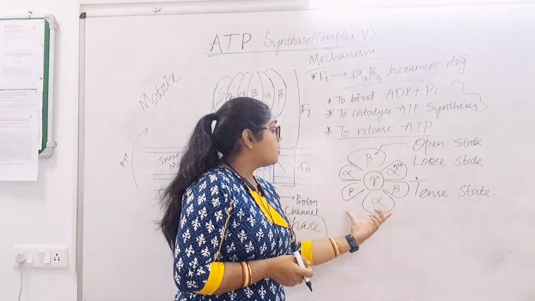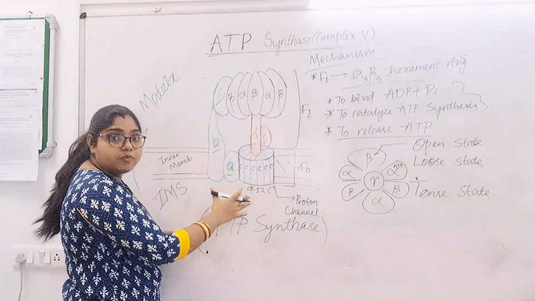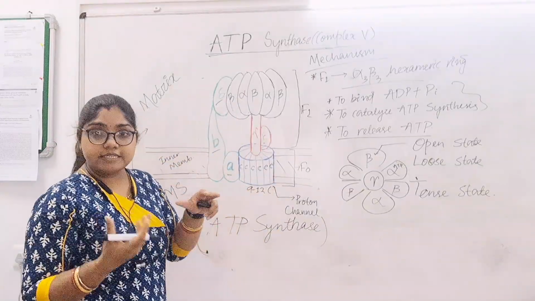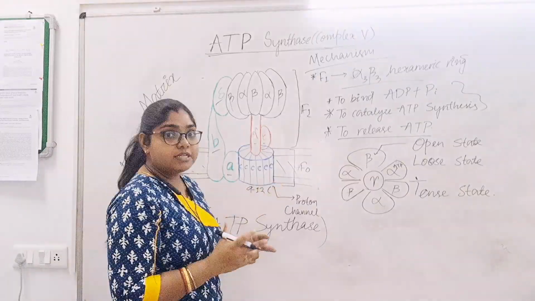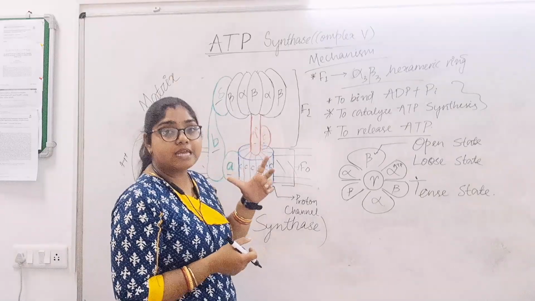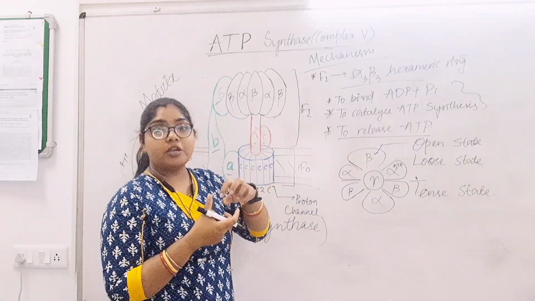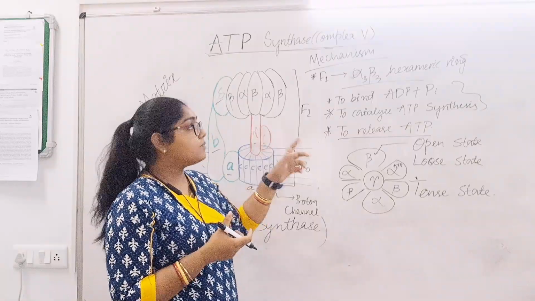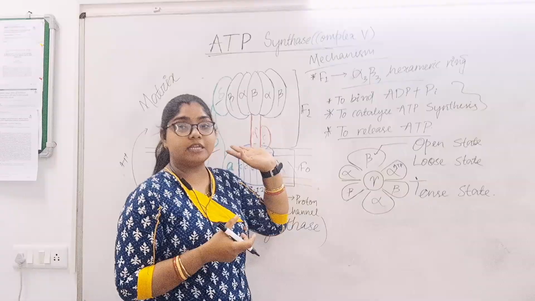See, the F0 part is the movable one, so it always rotates. Okay, so when this F0 part rotates, the C ring rotates. At that time, it also rotates the gamma and epsilon stalk. At that point, when both are rotating, the ATP can be released. Okay, that is the only time the ATP can be released from it.